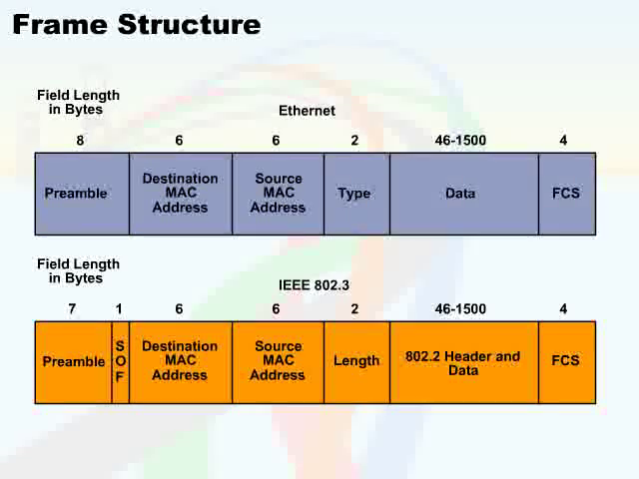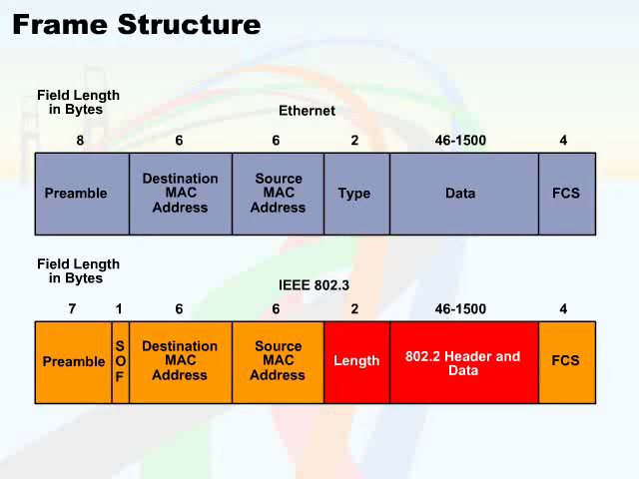If it's industry standard 802.3 from IEEE, which is what Novell NetWare used for Ethernet, we will have a length field instead of a type, followed by all 802.2 LLC information, which is going to be bound inside of the data portion, and then following that is the frame check sequence. So you see that the frames are slightly different.